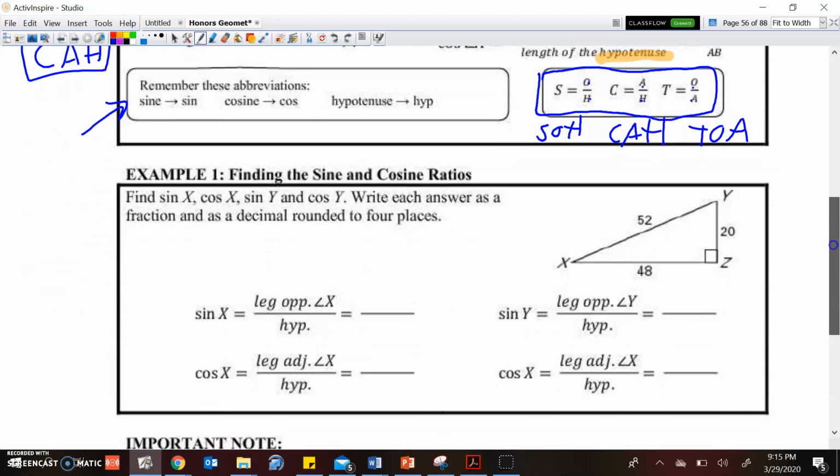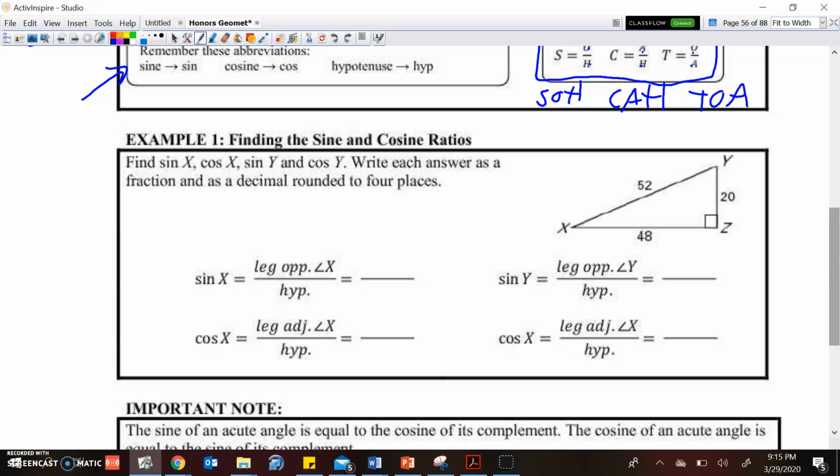So let's try this example. I'd like to try example 1 here. They're asking us to do a couple of things. Find the sine of angle X, cosine of X, sine of Y, and cosine of Y, and then write each answer as a fraction and a decimal rounded to 4 places.